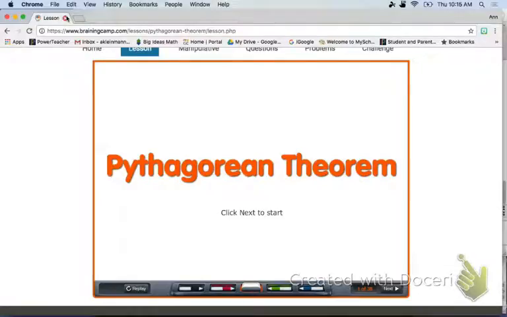Okay, here's a little bit of an interactive tool that might help you understand this theorem a little bit better. I'm going to go ahead and work through a couple of the slides, but I'm also going to put the link on your Google Classroom so that you can work through it.